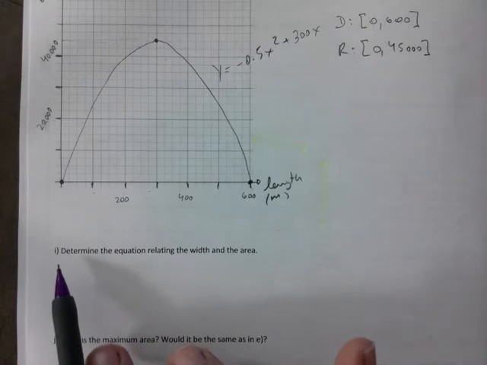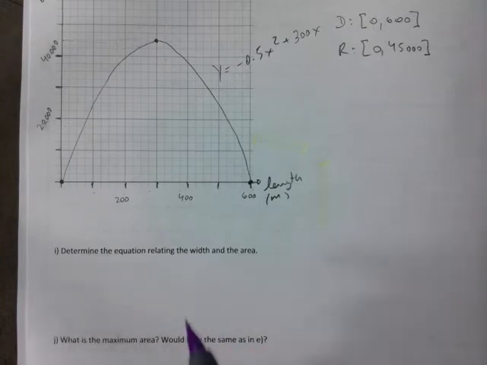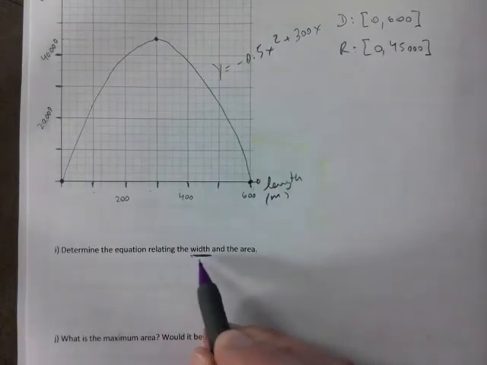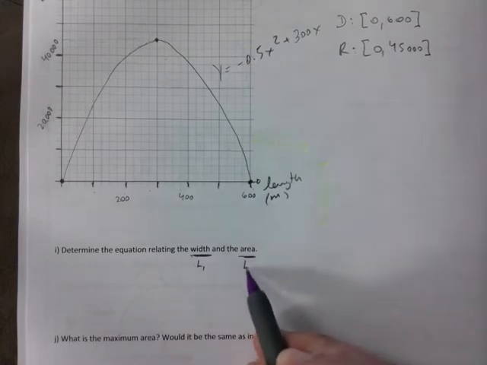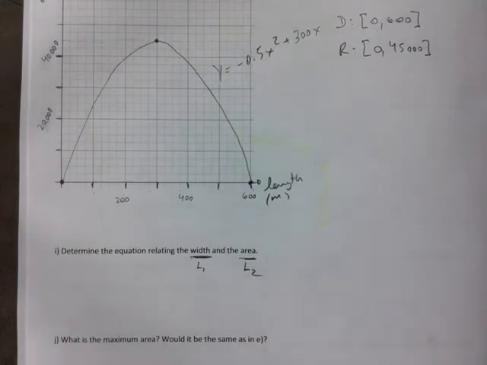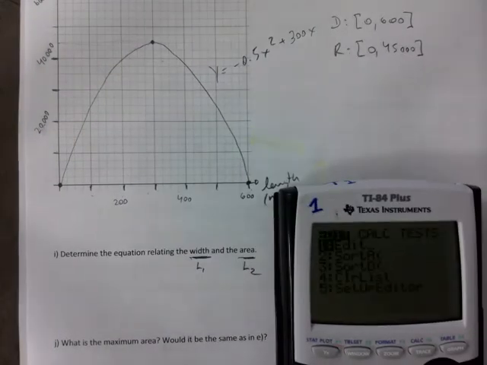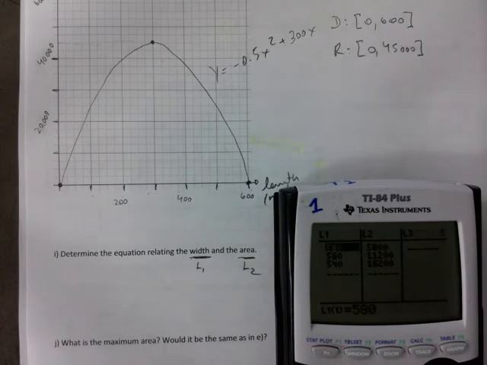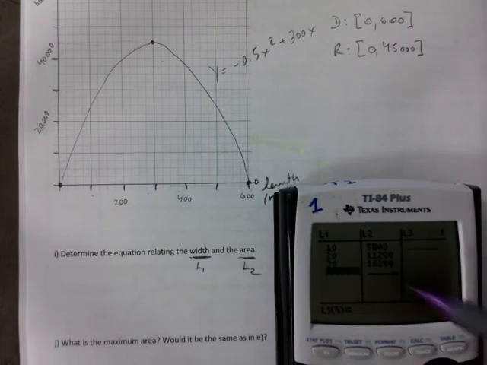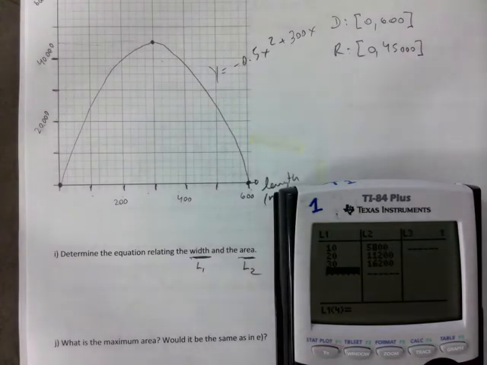What does it say here? Determine the equation relating the width and the area. I just want to show you that the equation will look different. Okay. Stat, edit. What were those entries for width again? 10, 20, 30. Leave the L2 because it's the same area, right? We're talking about the same area. You're just now choosing to enter the width in for L1.